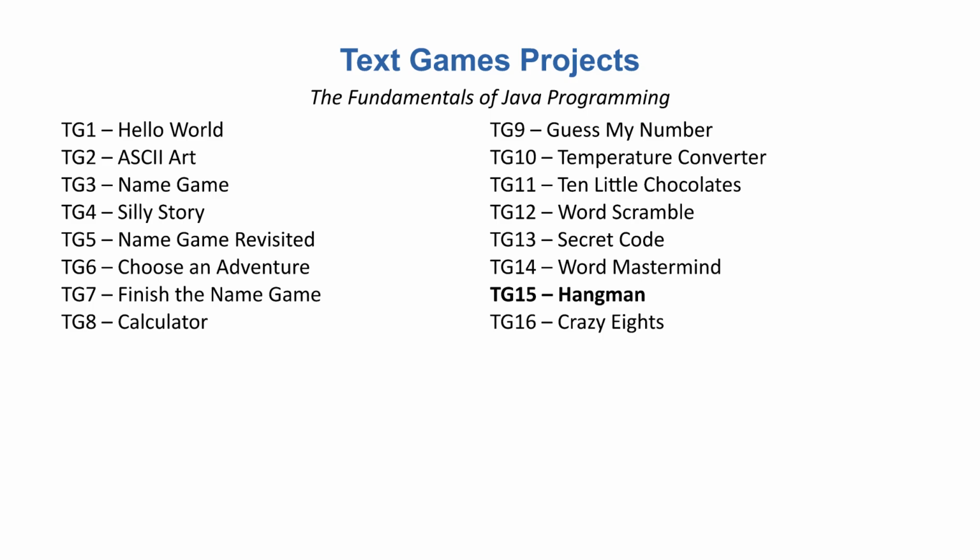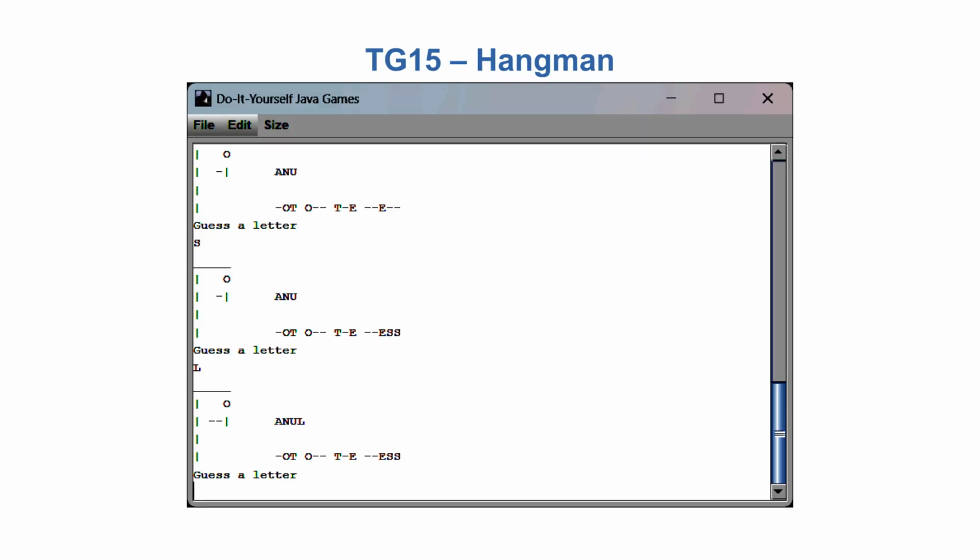We're currently working on the 15th project, TG15, Hangman. You'll be given a puzzle that shows how many words are in the phrase and how many letters are in each word, like this. If you guess a correct letter, the puzzle will show every place it's used in the phrase. If you guess an incorrect letter, that letter will be added to the list of wrong guesses, and another part of the stickman will be added to the hangman gallows. The object is to guess the phrase before all 10 parts of the stickman are drawn.